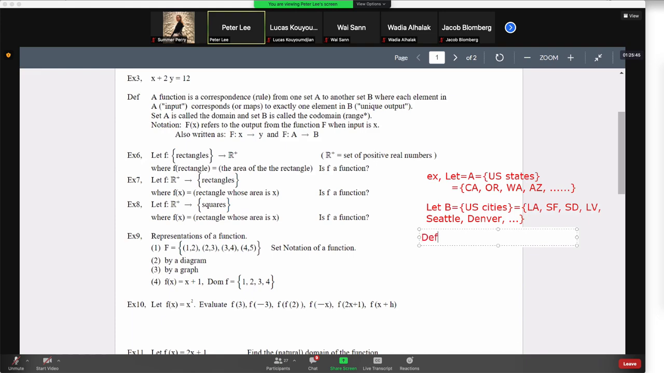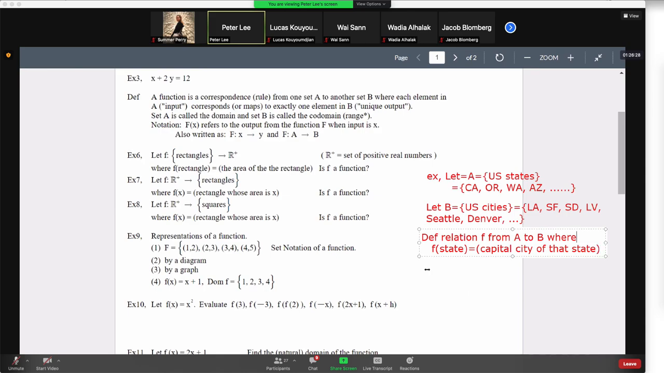So define a relation F from A to B, where now I'm going to specify the rule. I'm going to say F of a given state is equal to the capital city of that state. Not any city, but the capital of the state mentioned.